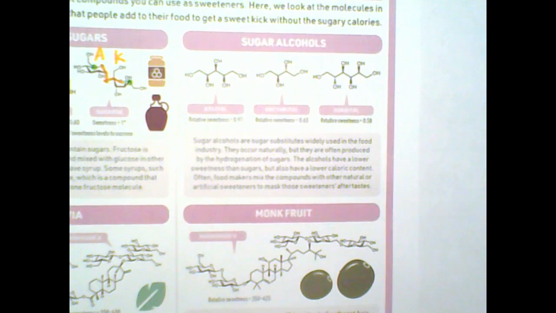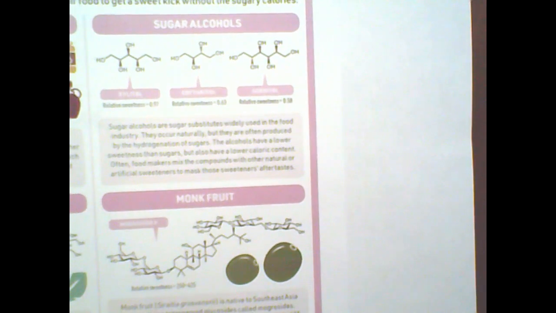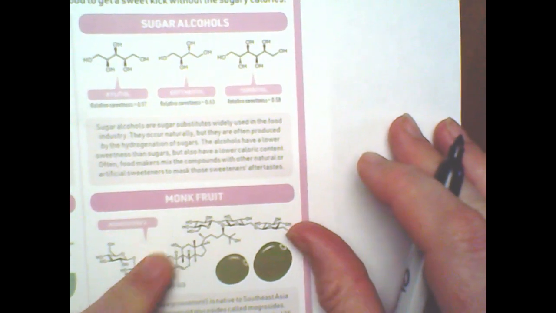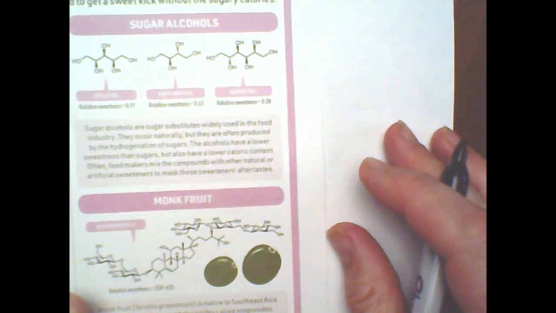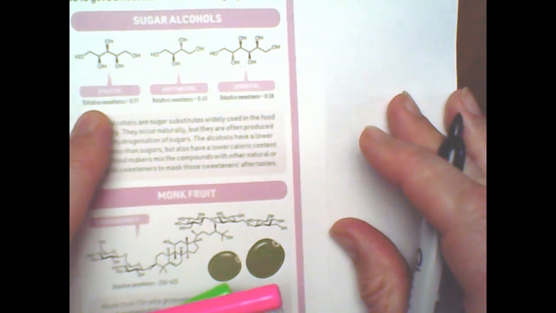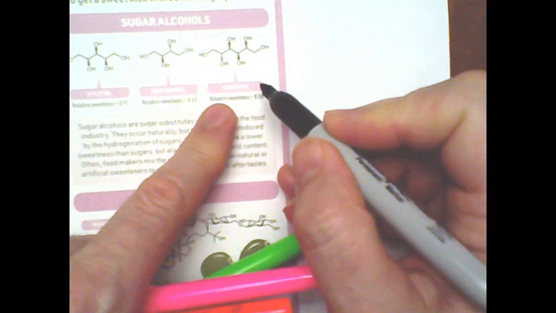Let's move over and take a look at sugar alcohols. They're another natural sweetener. And you say, how can this be a sugar? I'm going to take one of these and draw it as a sugar. Let's take sorbitol.